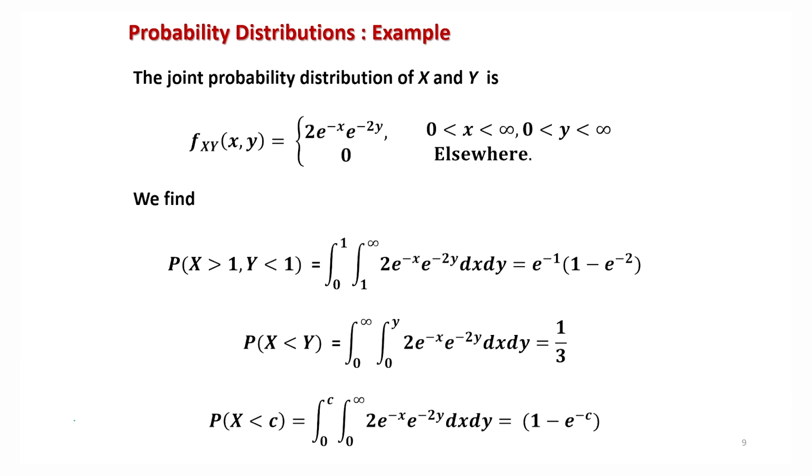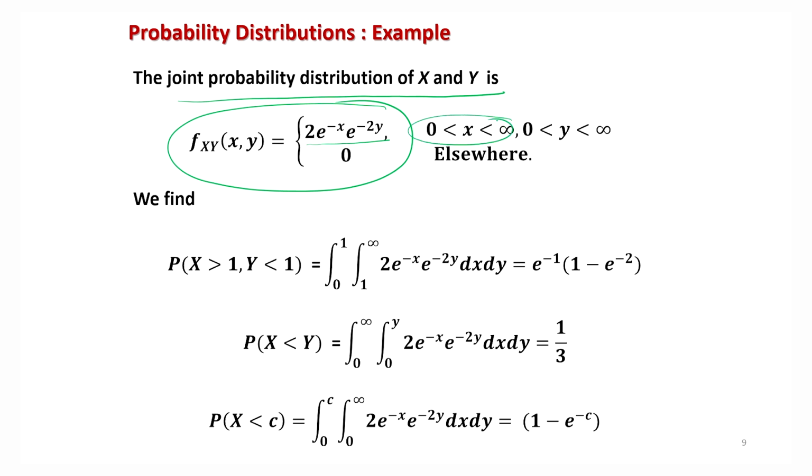Now, let me try to take some examples to explain how these probabilities can be computed. They are very simple examples just to give you an illustration. Suppose we have a joint probability density function of x and y which is given by this function, which takes the value twice exponential of minus x into exponential of minus 2y when x lies between 0 and infinity and y lies between 0 and infinity, and 0 elsewhere. Suppose you want to compute the probability that x is greater than 1 and y is less than 1. This type of integral, with the range of x from 1 to infinity and the range for y from 0 to 1, with this joint PDF, can be solved.